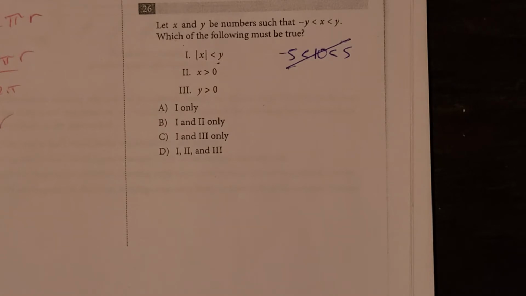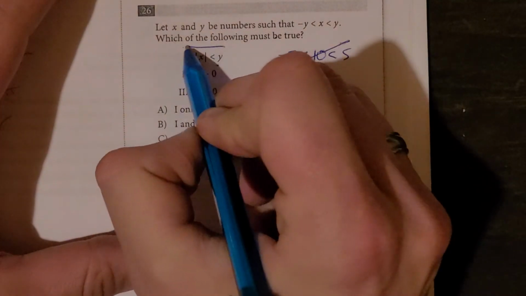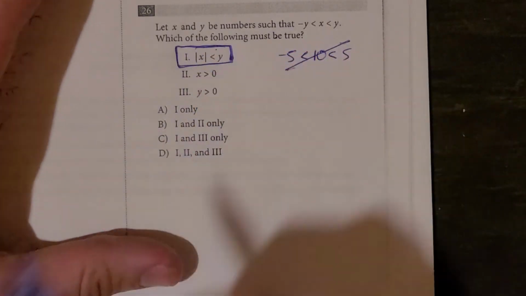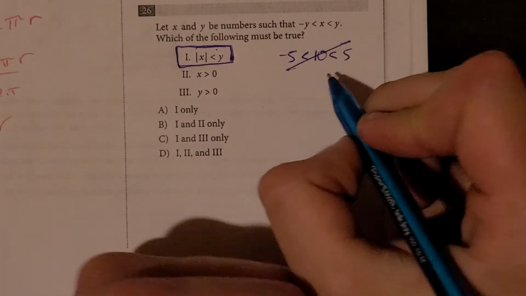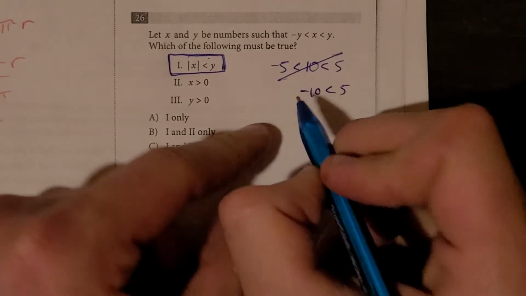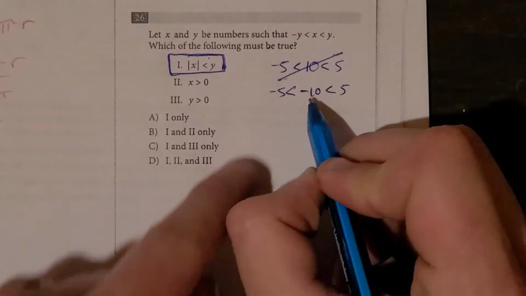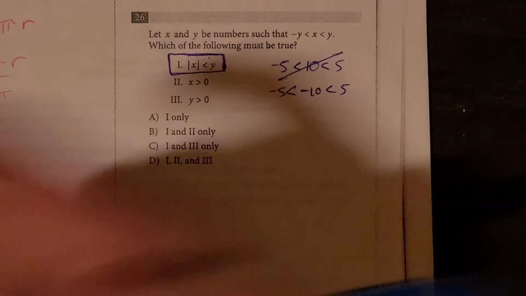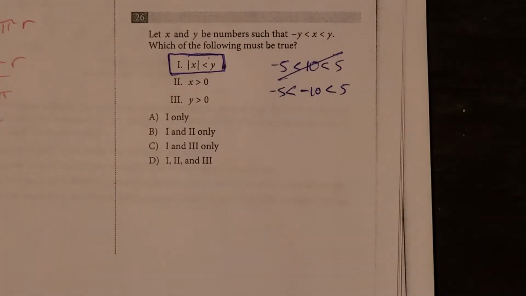Okay. That right there is actually this. And I know it says the absolute value of x has to be less than y, but that's just so you don't say something like, well, let's say x equals negative 10. Hey, negative 10 is less than 5. But negative 10 is not greater than negative 5, which is why the absolute value of x has to be less than y. All right, then we're going to look at these two things.